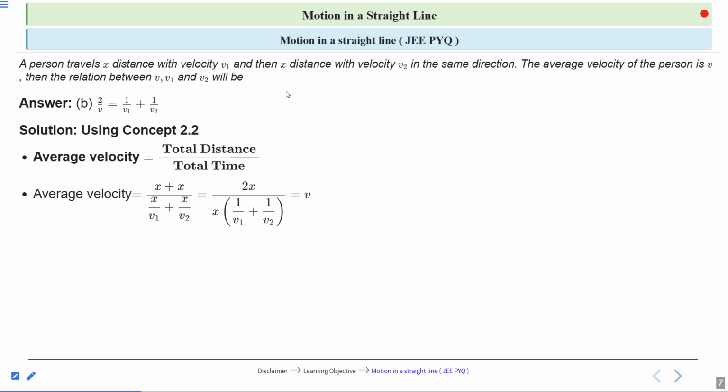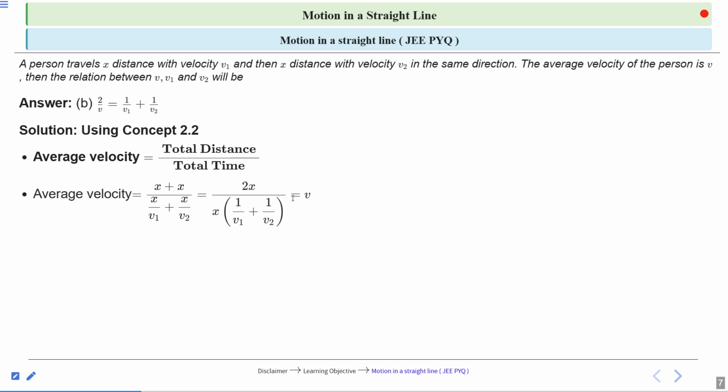Because according to the question, a person travels x distance with velocity v1. So in that case, the time taken is x divided by v1. And for the second part, the time taken is x divided by v2. So solving this, you will get 2x divided by, here x is common, the remaining term is 1 divided by v1 plus 1 divided by v2, is equal to v.